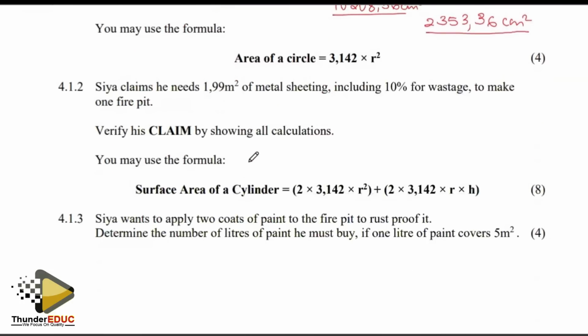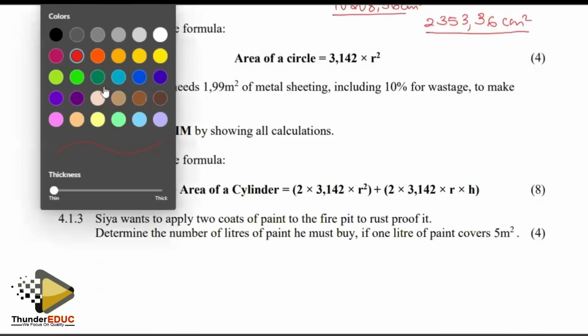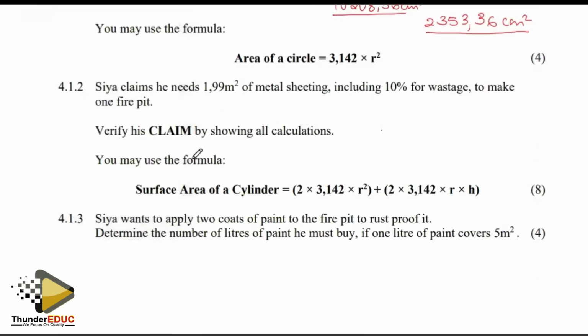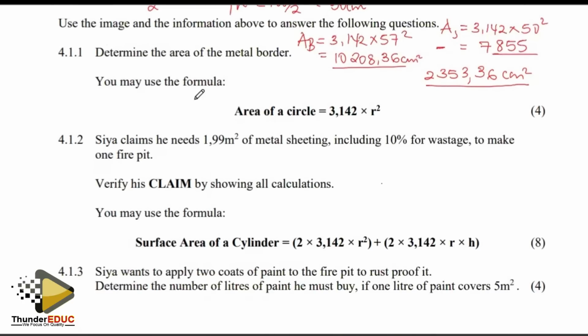We look at question number 4.1.2. Sia claims that he needs 1,99 meters squared of metal sheet, including 10% for wastage, to make one fire pit. Verify the claim showing all calculations. Now, this is simply meaning, since we are looking at the material, we are looking for surface area.